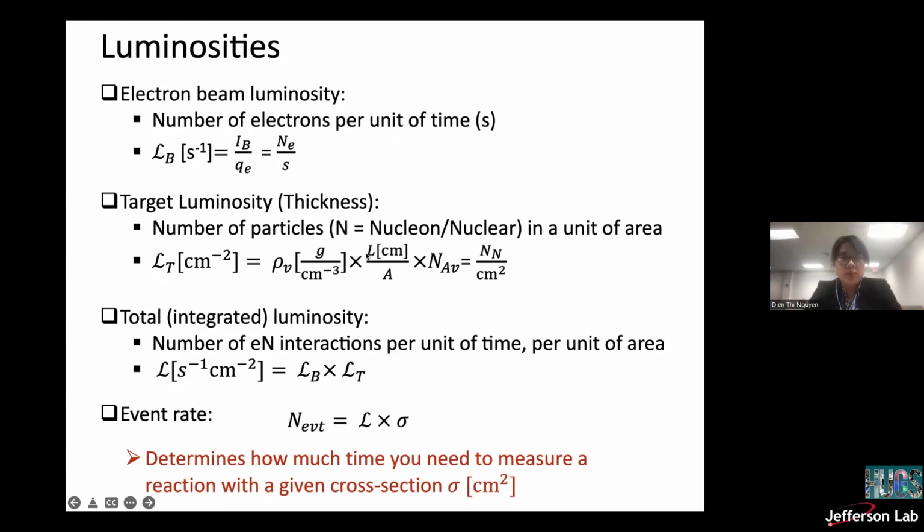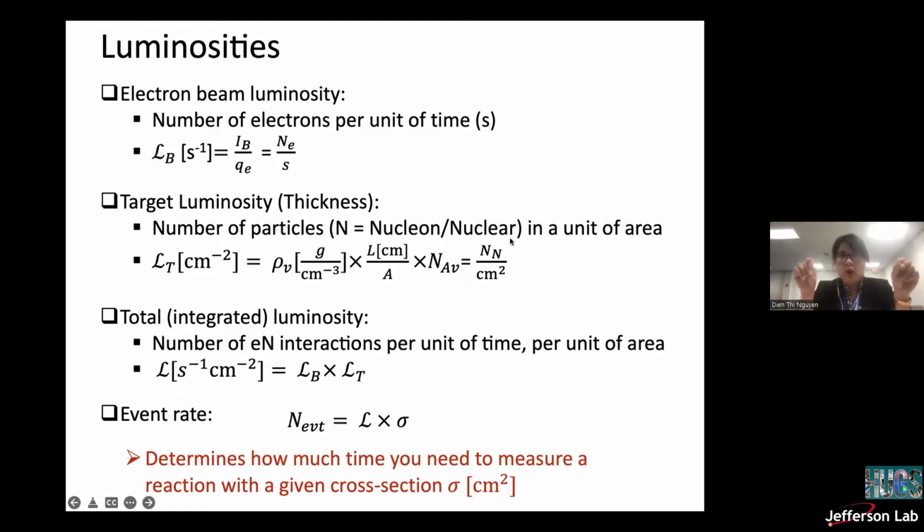So you multiply the volume density with the length of the target, then divide by the atomic mass, and then multiply with the Avogadro number. Then you are able to convert the thickness or areal density in terms of the number of particles per unit of area. Here is something that can confuse you: the number of particles can be calculated either in terms of the number of nucleons or nuclei.